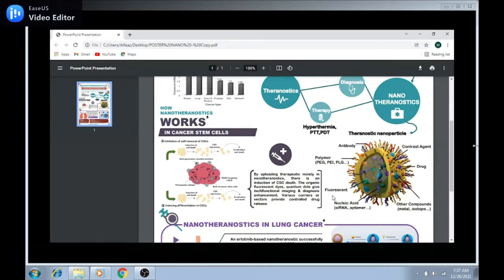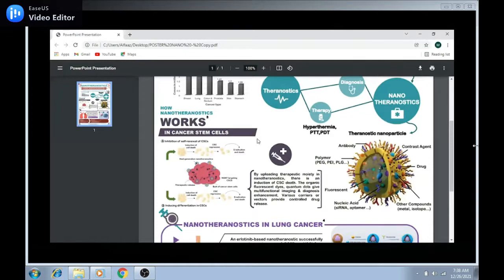Number three, carriers or vectors that provide protection for the therapeutic and imaging payload and release the drug in a controlled manner, for example, gold nanoparticles and liposomes. Number four, targeting moieties, decorating the surface of nanoparticles, that aid in targeted drug delivery, for example, peptides and antibodies. Now let's come to how the weapon of nanotheranostics can help in fighting against cancer.